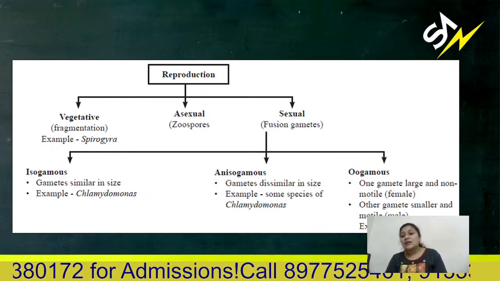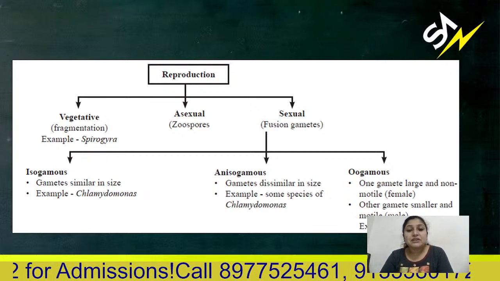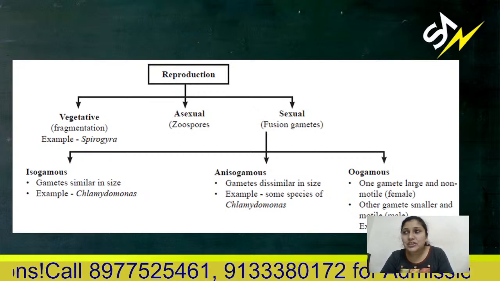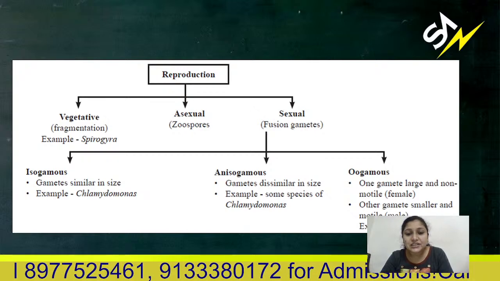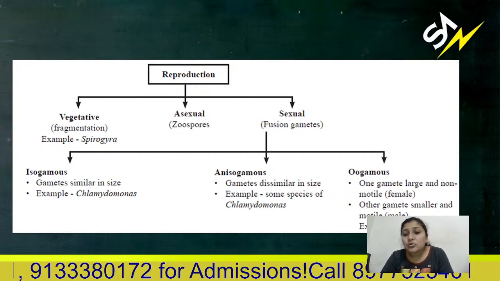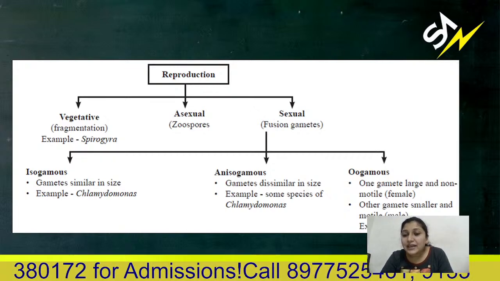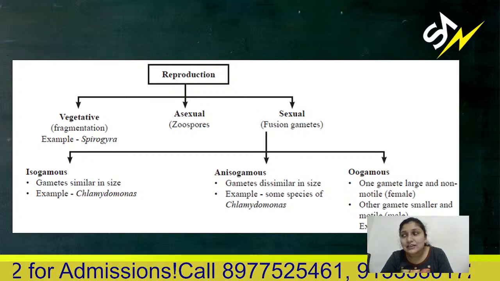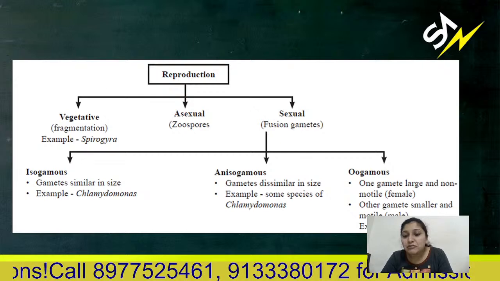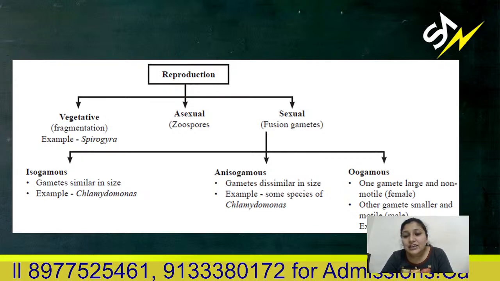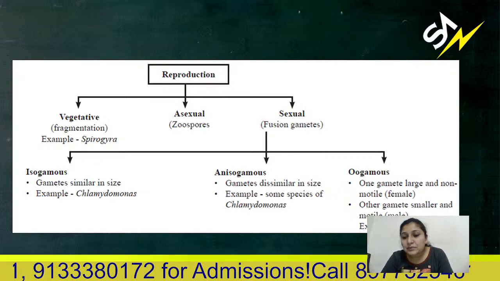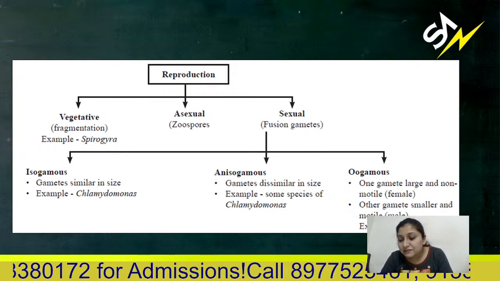Anisogamous means the gametes are dissimilar in size. Size can be varied, one is big, one is small. This type of fusion is called anisogamous. Then oogamous: in that, specially, one gamete is large and non-motile, the female gamete, and the other gamete is small and motile, the male gamete. Just like sperm and egg cell, this type of fusion is known as oogamous. It can be present in the case of Volvox and Fucus.